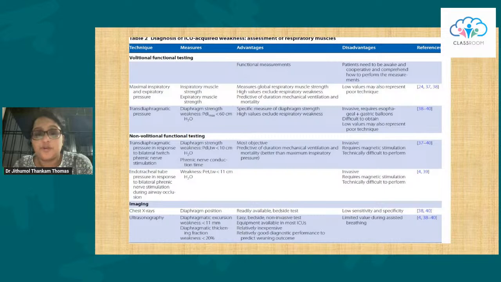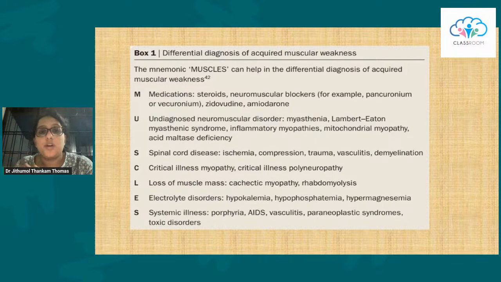Now I just briefly tell you what are the differential diagnoses of acquired muscle weakness that you might see. You have a mnemonic known as MUSCLES, M being medications. Steroids, again, is one of the major causes of muscle weakness. It has been implicated. Exactly which one, it doesn't really make a difference.